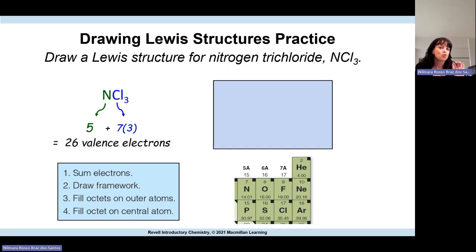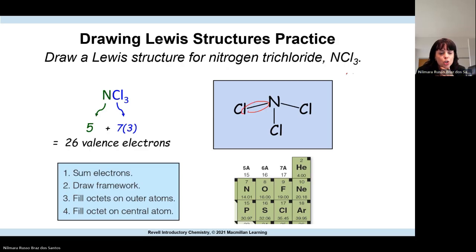So first thing, draw the skeleton. The skeleton will contain all the elements, and you're going to connect all of those. Now you know that each dash contains 2 electrons. So I have already used 2, 4, 6 electrons, but I still have 20 to go, right? Because it was 26 minus 6, 20 electrons to go. So we're going to distribute them around.